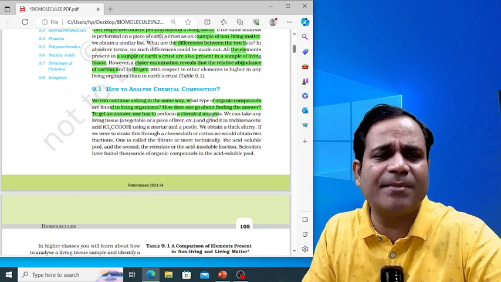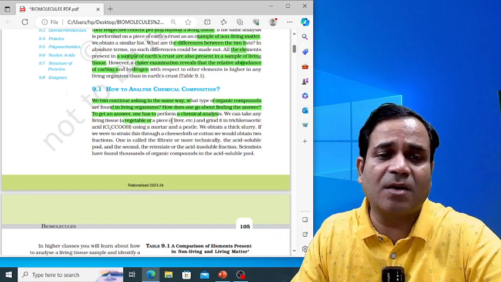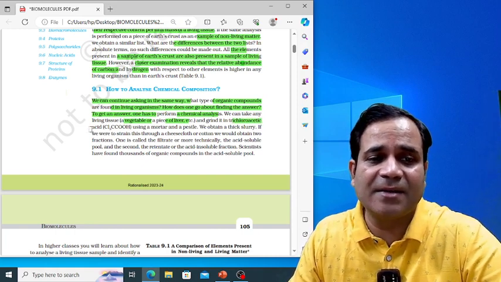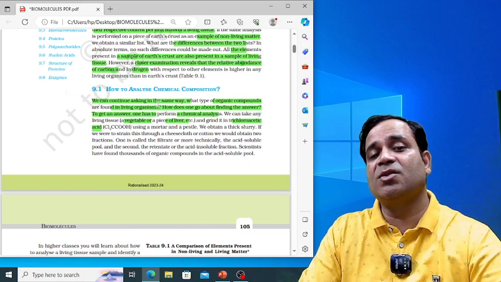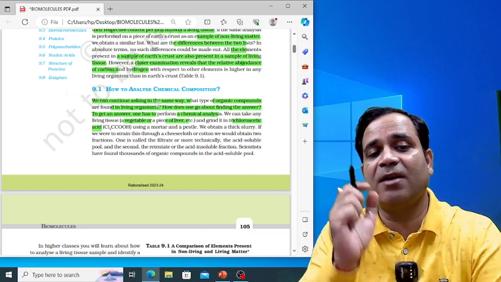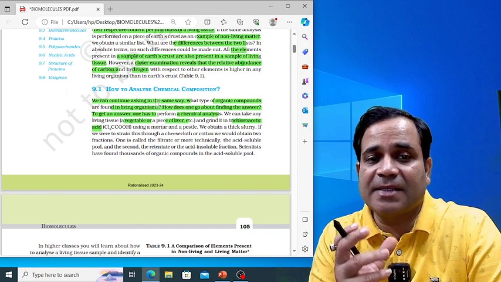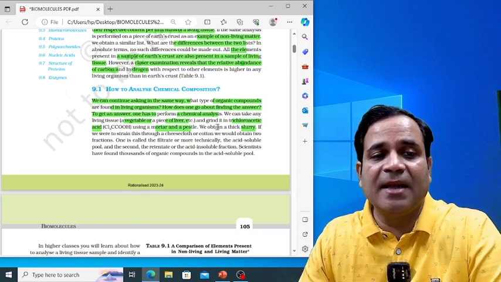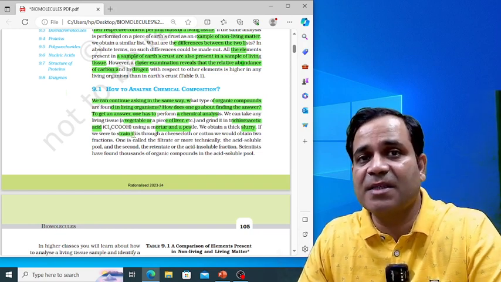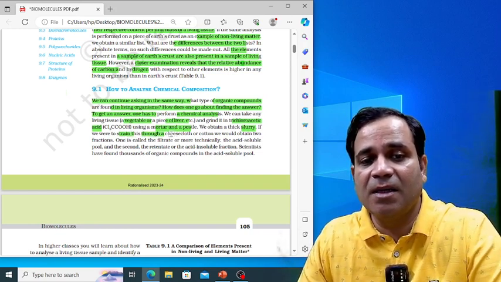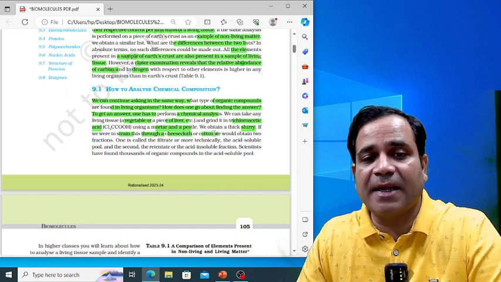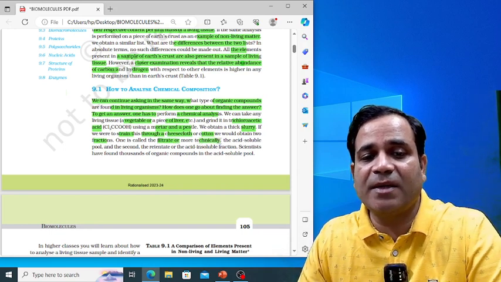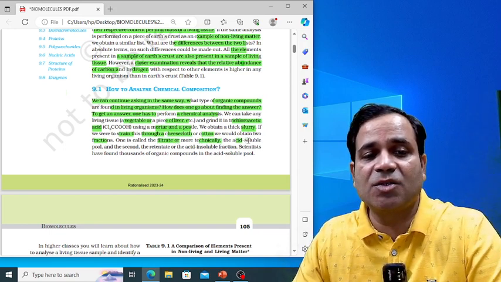Here the example is: take vegetable peels or a piece of liver and grind it in trichloroacetic acid. Using a mortar and pestle, we obtain a thick slurry. If we strain it through cheesecloth or cotton, we obtain two fractions. One is called the filtrate, more technically the acid soluble pool.